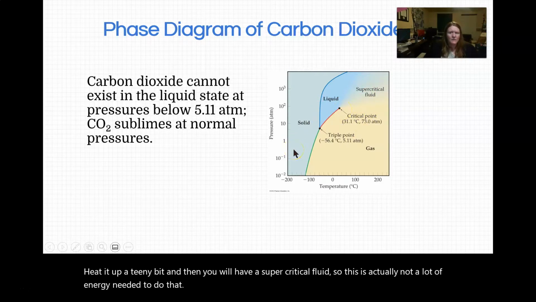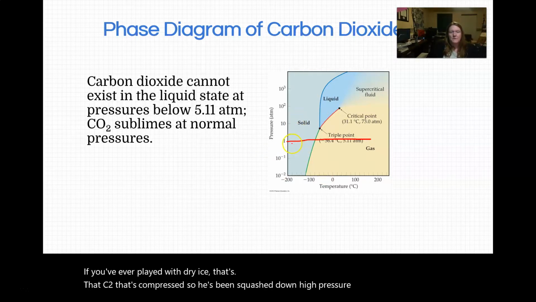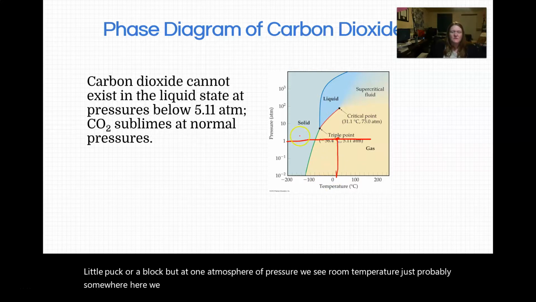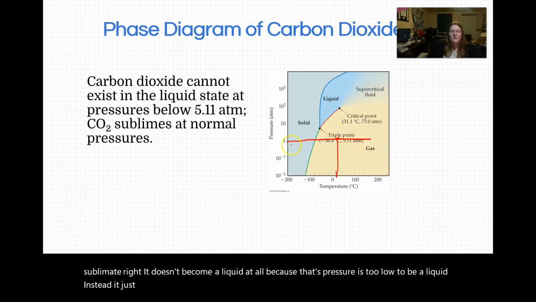If you've ever played with dry ice, that's CO2. That's compressed. So it's been squooshed down, high pressure, to make it into a cake, a little puck or a block. But at 1 atmosphere of pressure, we see at room temperature, which is probably somewhere here, it should be a gas. So your solid block of dry ice quickly starts to sublimate, right? It doesn't become a liquid at all because the pressure is too low to be a liquid. Instead, it just goes straight from solid dry ice puck into the gas phase. You get all this vapor. It's pretty cool. All right.